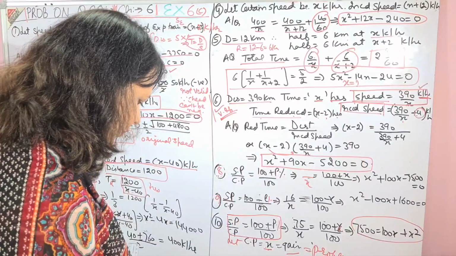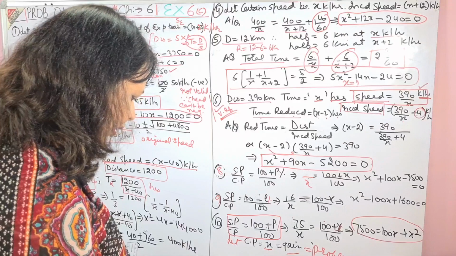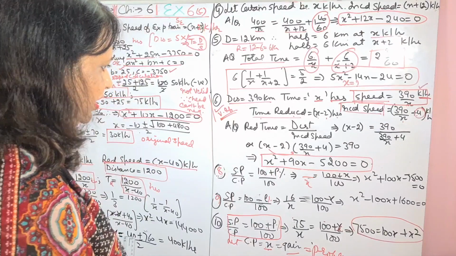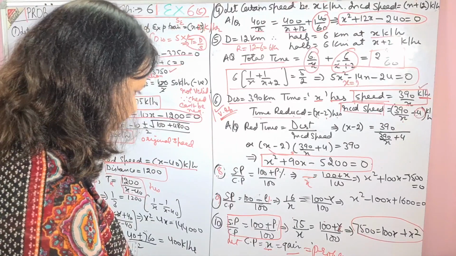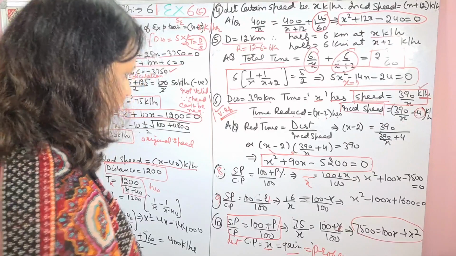Then moving on to question number 8 now. Question 8 is that a man bought an article for rupees x and sold it for rupees 16.